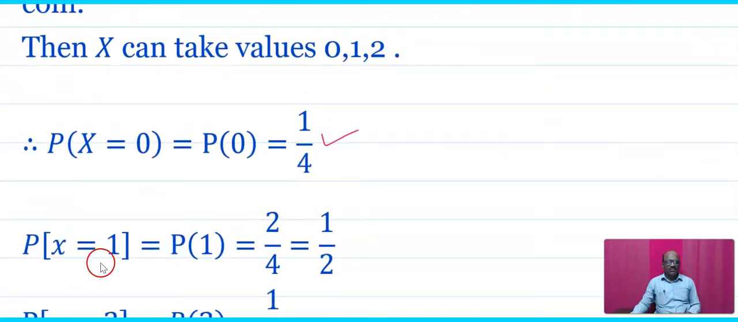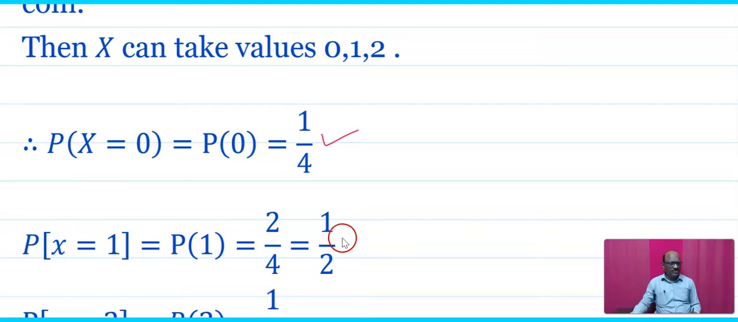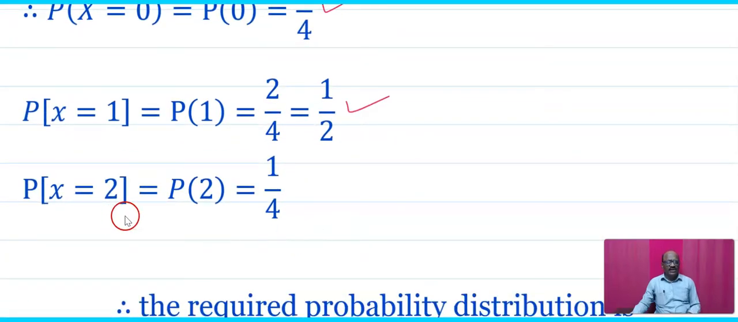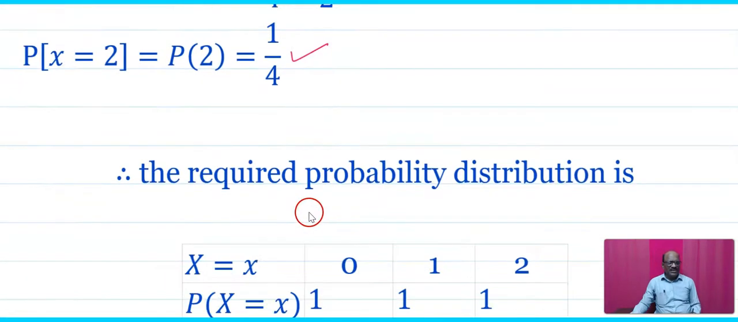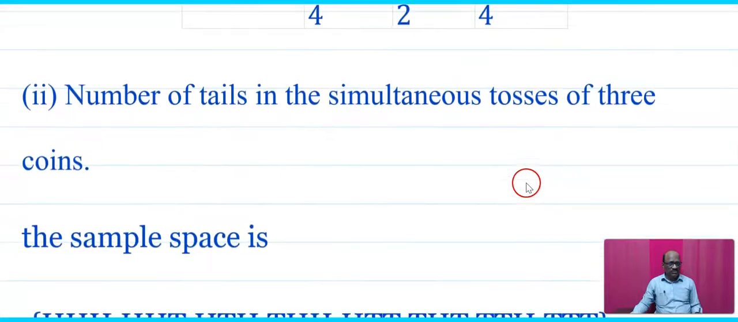Next, 1 head. 1 head is possible 2 times. That is 2 upon 4, that is equal to 1 upon 2. 2 heads is possible a single time. Therefore, it is 1 upon 4. The probability is 1 by 4. The required probability distribution is: the values of X are 0, 1, 2, and their corresponding probabilities are 1 by 4, 1 by 2, and 1 upon 4.